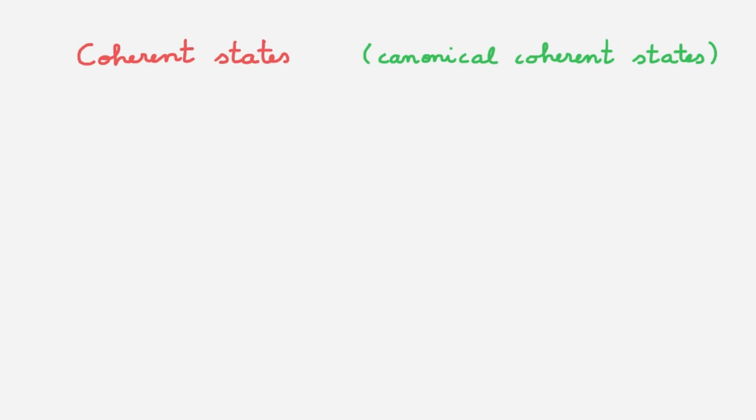I'm going to use the simpler term coherent states, but just be aware that you might find this slightly different terminology in the literature. Okay, so a coherent state alpha is defined as an eigenstate of the lowering operator. In this expression, this is the eigenvalue, and this is the eigenstate. As the lowering operator is not a Hermitian operator, alpha is in general a complex number.